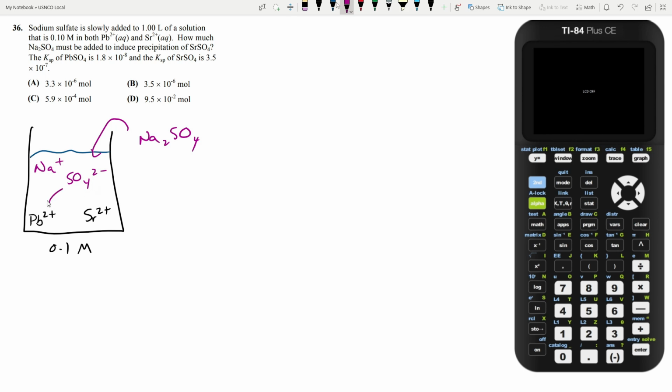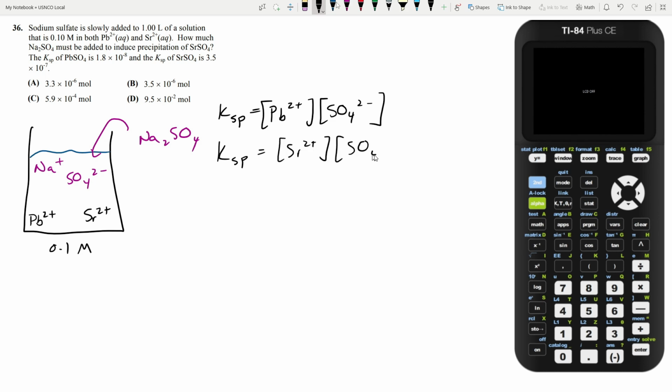So the sulfate can go to the lead and create the lead sulfate, or it could go to the strontium and create strontium sulfate, which is what we want. So we have to look at which one is going to be precipitated first. If you recall what Ksp is defined by, for lead sulfate, for example, it's going to be the concentration of the lead times the concentration of the sulfate. And the same goes for strontium sulfate. The Ksp is going to be Sr2 plus times the concentration of the sulfate. Now we're given the values of Ksp for both of them, and we know the concentration of the lead and the strontium ions.